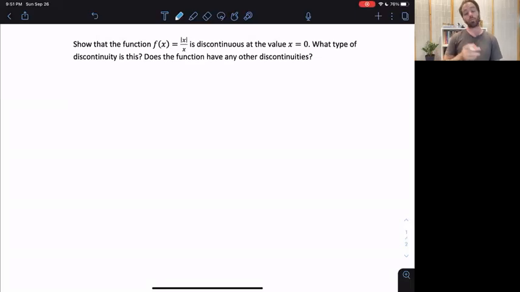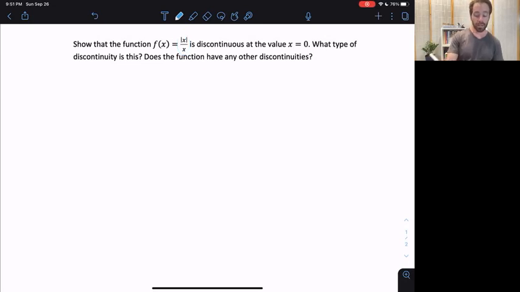All right, in this problem, we are going to examine the continuity, or rather the discontinuity of a function at a certain value. We have to decide what type of discontinuity it is, and we have to examine whether the function has any discontinuities at other points.